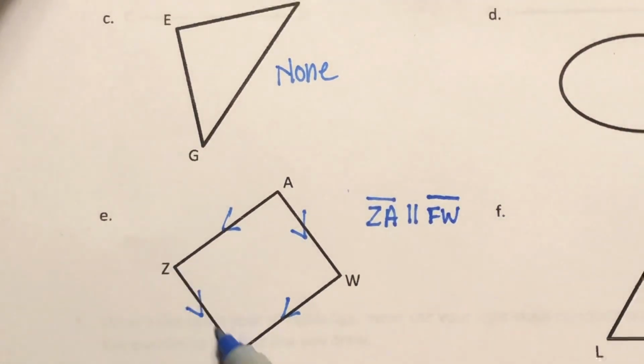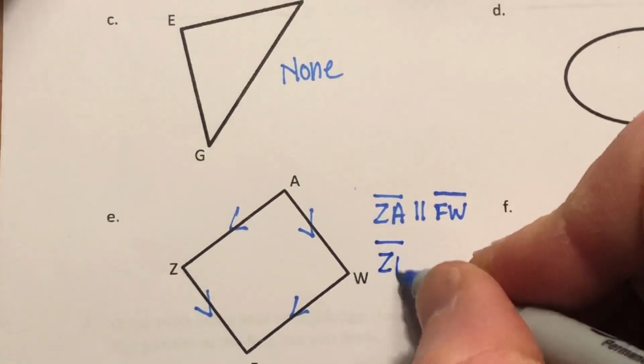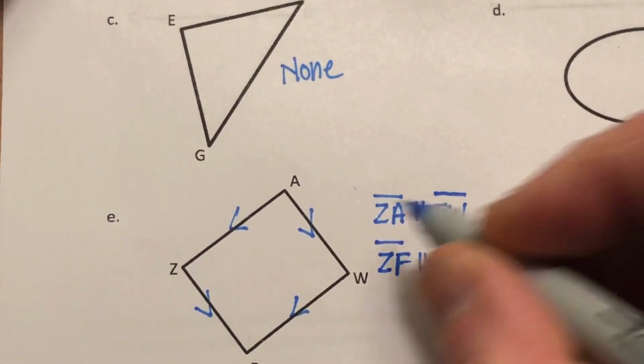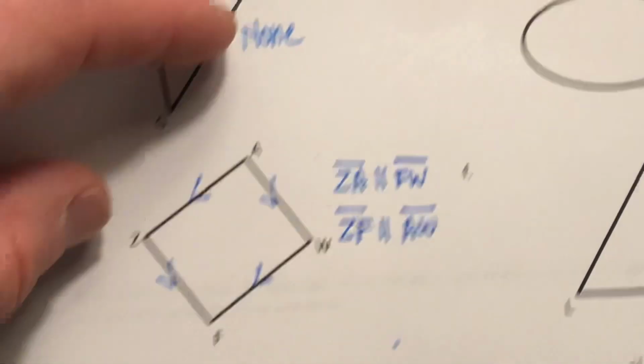And don't forget about this one, this line and this line. Line segment ZF is parallel to line segment AW on the opposite side, okay? Remember, rectangles, opposite sides are parallel. Good. Now let's move on to M.